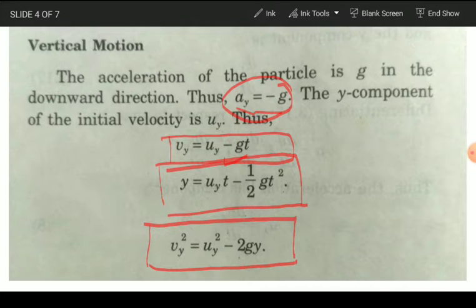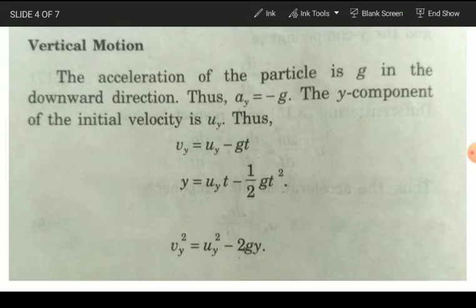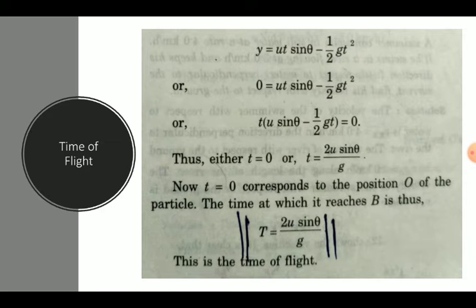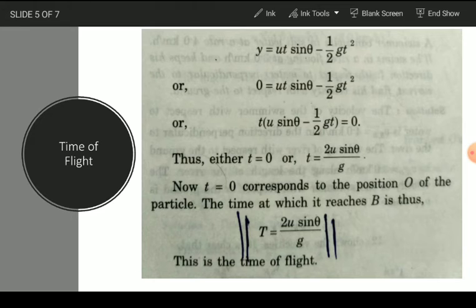Now there are some terms which need to be understood for a better understanding of projectile motion, because these are the things needed in the calculations of projectile motion. The first important term is time of flight. So what is time of flight? Time of flight is the total time taken by a projectile from the point of projection until it reaches the ground. So it is the total time in which the projectile is in air.